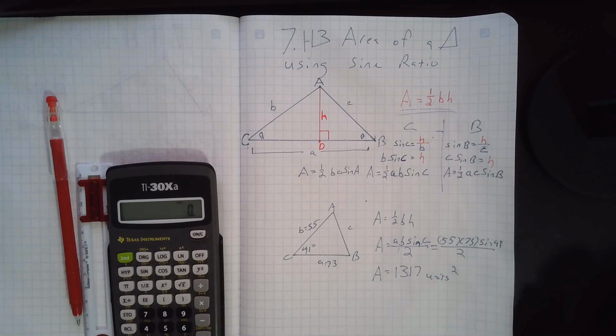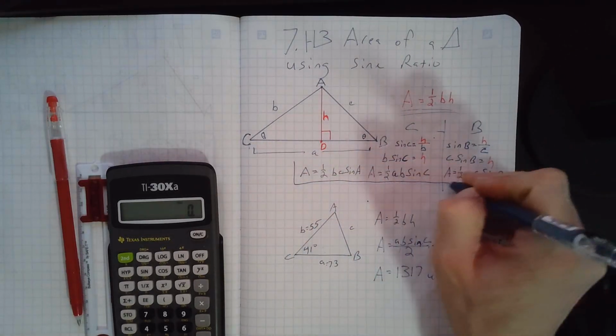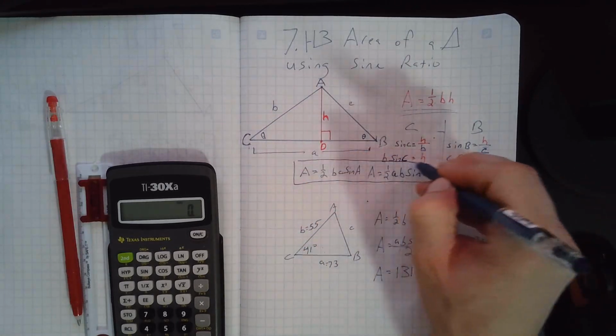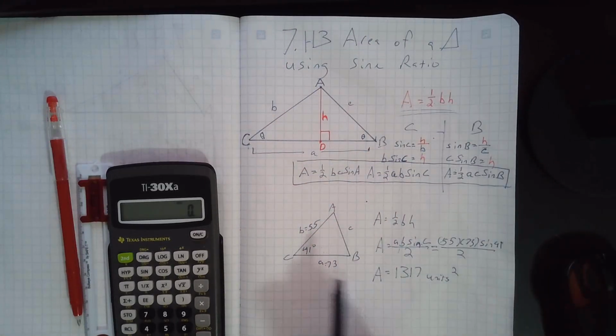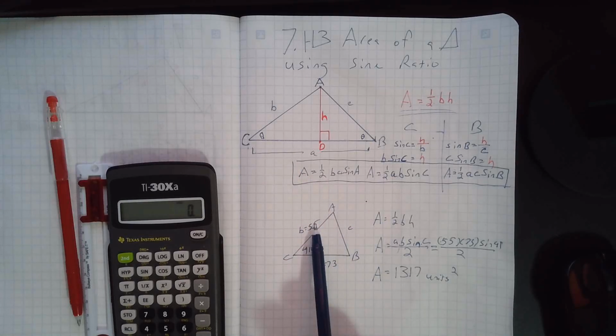If you have any questions there, this, by the way, are the things to use. But what's really important is that you just recognize what is given to you. Multiply the two sides together, multiply by the sine of the angle, and then divide by 2.